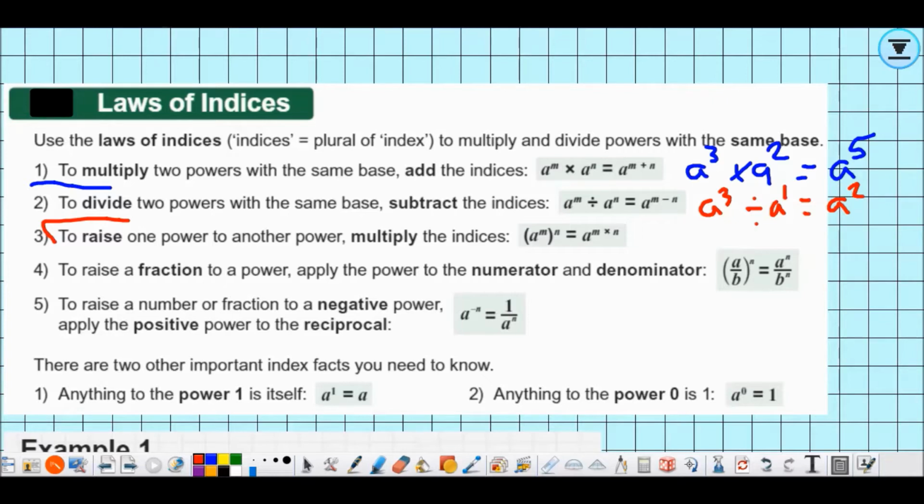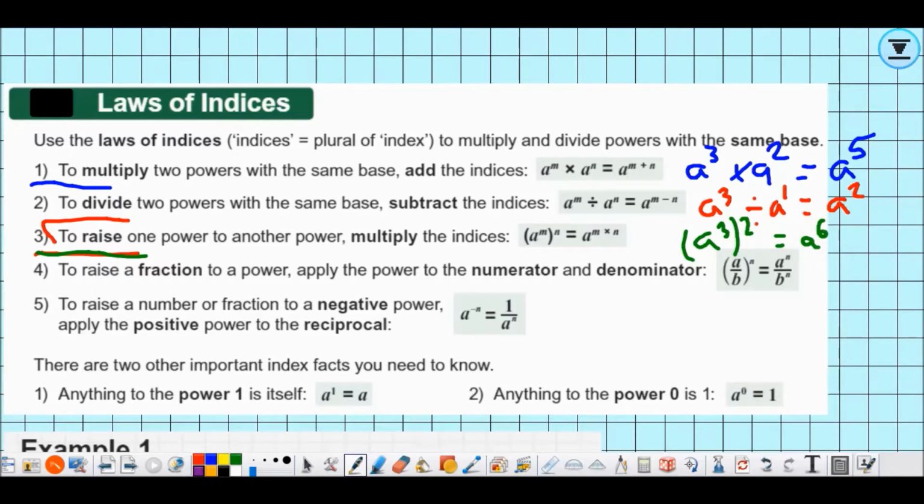Looking at rule number 3. Okay, to raise one power to another power, multiply the indices together. So this is usually going to be seen in the format where we've got a to the power of 3 all squared. Then what you're going to see is I'm going to just multiply those two powers together. So 3 times 2 is going to give me 6, so that's going to give me a to the power of 6.